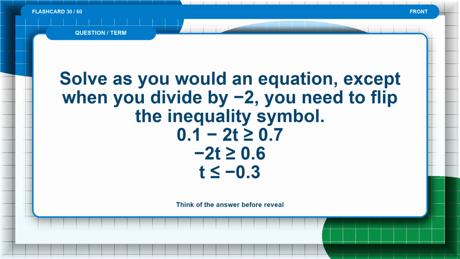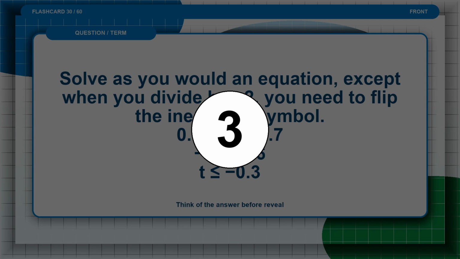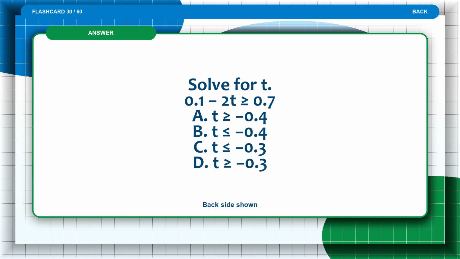Flashcard 30. Solve as you would an equation, except when you divide by minus 2, you need to flip the inequality symbol. 0.1 minus 2t greater than or equal to 0.7, minus 2t greater than or equal to 0.6, t less than or equal to minus 0.3. Think of the answer before the reveal. The answer is, solve for t: 0.1 minus 2t greater than or equal to 0.7. A: t greater than or equal to minus 0.4, B: t less than or equal to minus 0.4, C: t less than or equal to minus 0.3, D: t greater than or equal to minus 0.3.